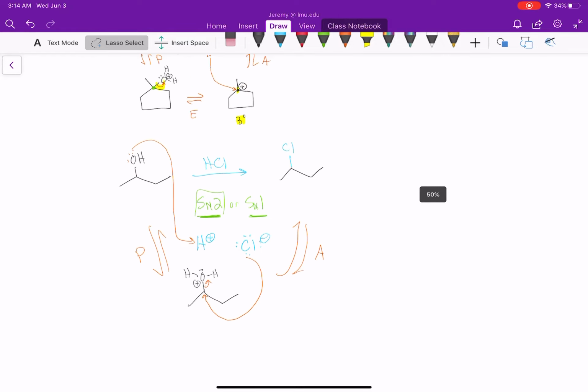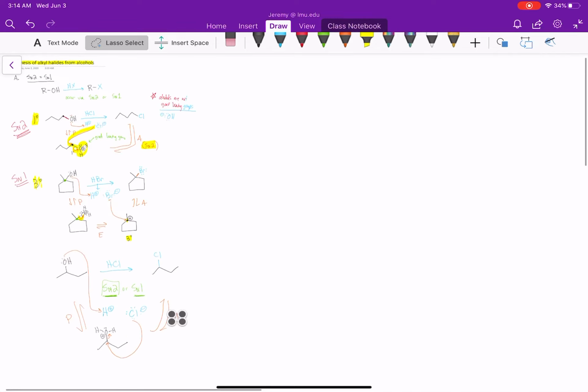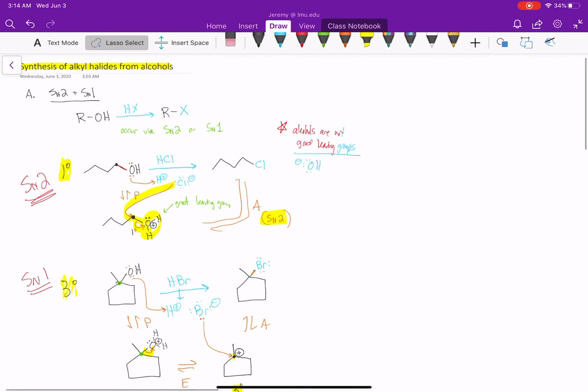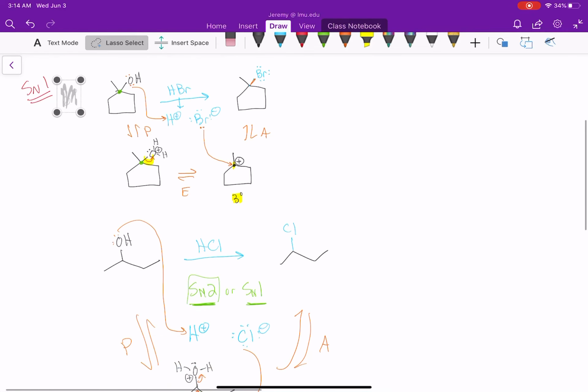All right. So overall, we see that we can make an alcohol into an alkyl halide via either an SN2 or an SN1. If it's a primary alcohol, it's absolutely going to be SN2. If it's a tertiary alcohol, it's definitely going to be SN1. And if you have a secondary alcohol, it can be either, but most likely the SN2 mechanism dominates the two.